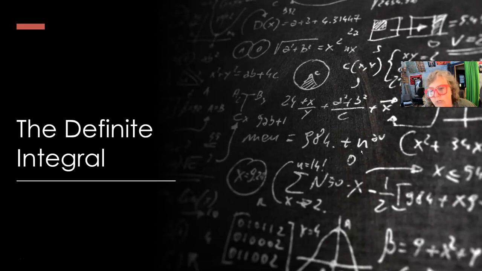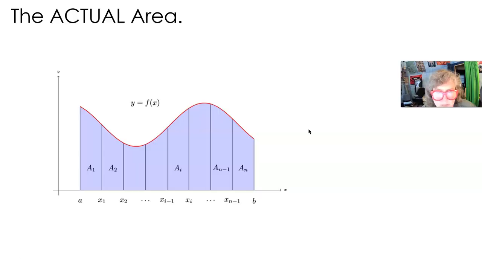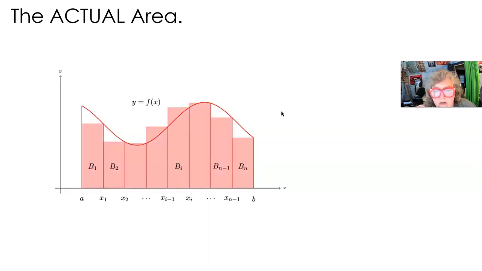Now that we've finished with the ooginess that is summation notation, we can tackle the definite integral. If I want to find the actual area under this curve, I could add up these a1 through an, but I don't know what they are. We estimate them using our rectangles.